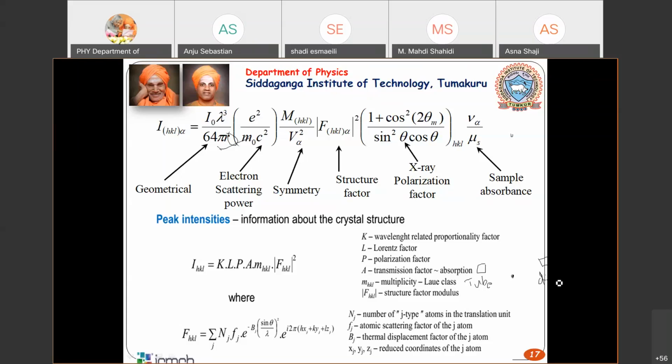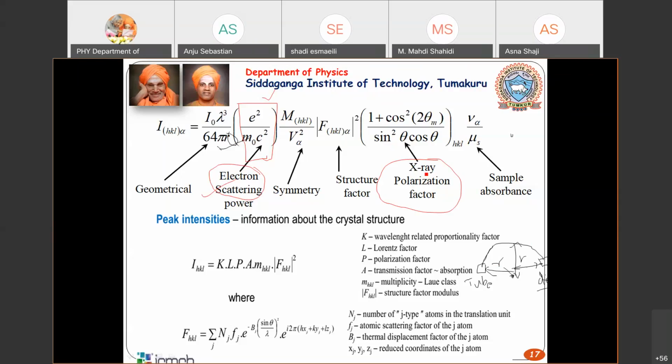Then you also have something called X-ray polarization. As we use a lot of optics in our diffraction, because we have a lot of slits and a mask to get rid of the fluorescence, there will be some polarization effect during the data collection.